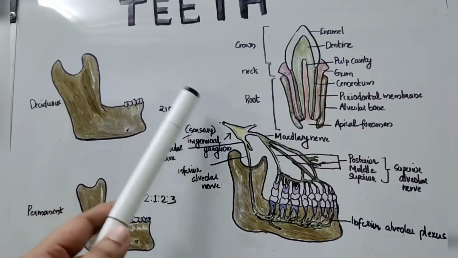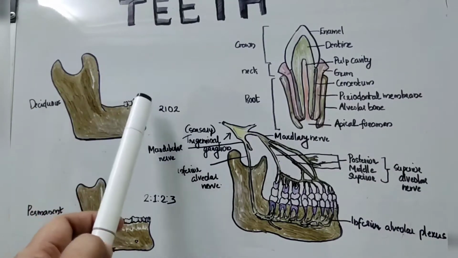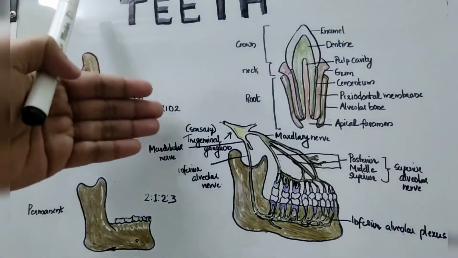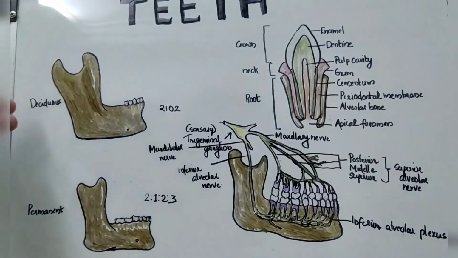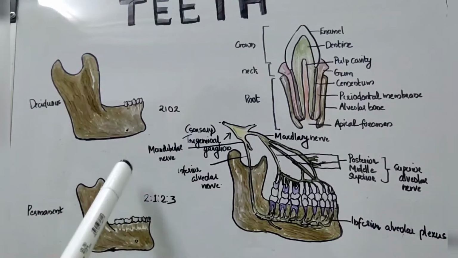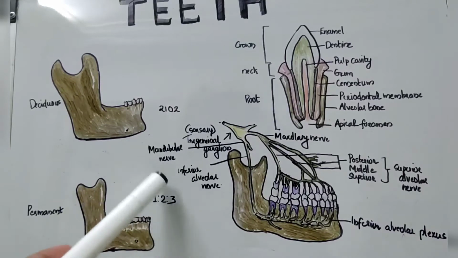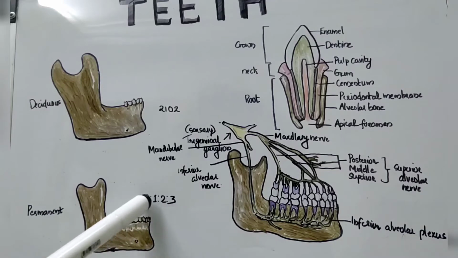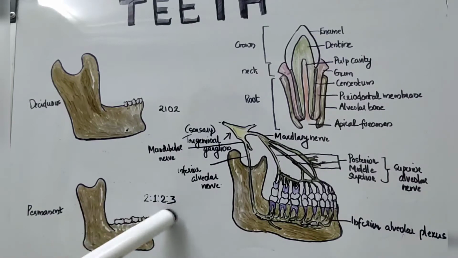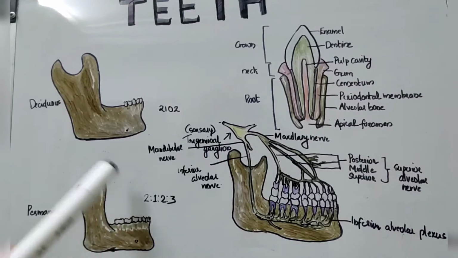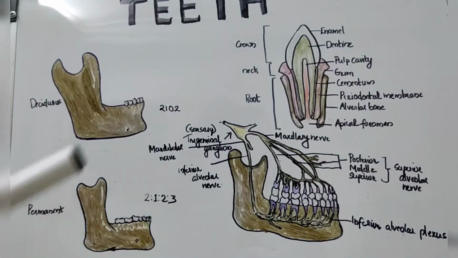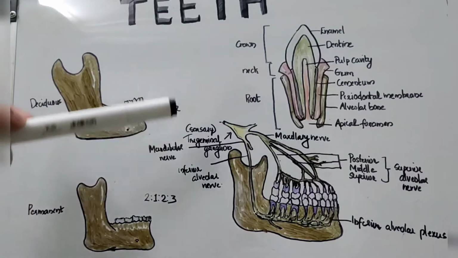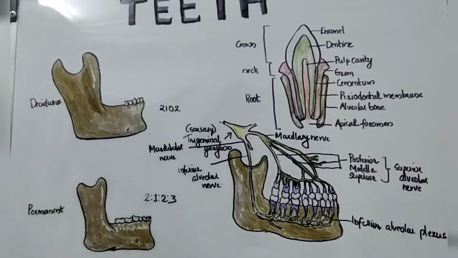In children, there are a total of 20 milk teeth, that is 5 into 4. In each half of the jaw there are 5 teeth, and 5 into 4 gives 20 teeth. In adults, that is permanent teeth, there are a total of 32: 2 plus 1 is 3, plus 2 is 5, 5 plus 3 is 8, and 8 into 4 gives 32 permanent teeth. So the difference is that in children there are no premolars, and there are only 2 molars.